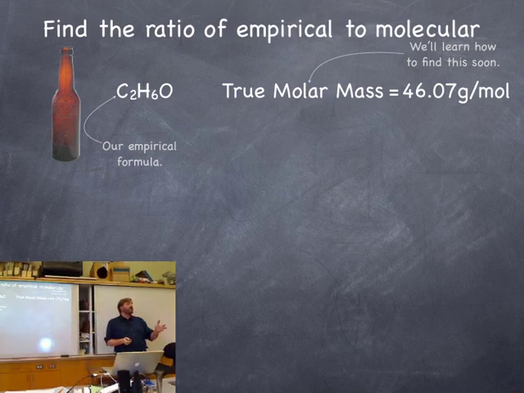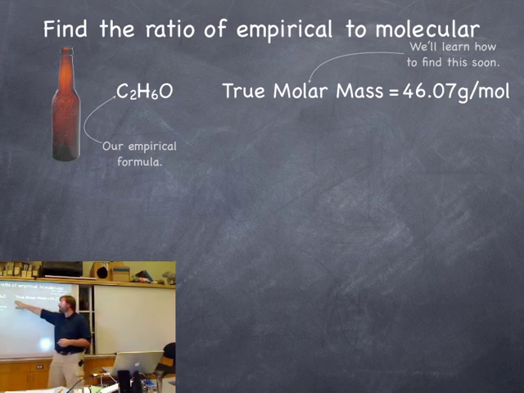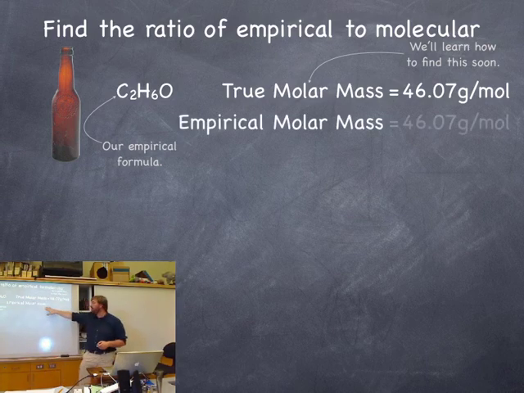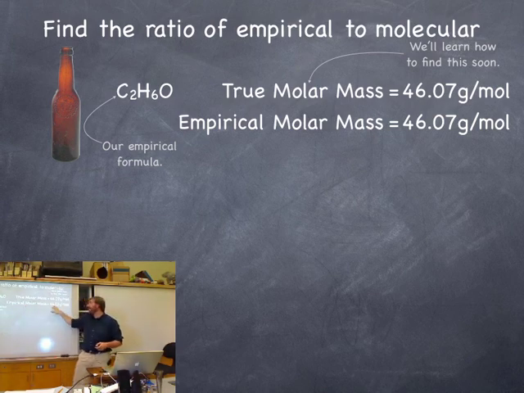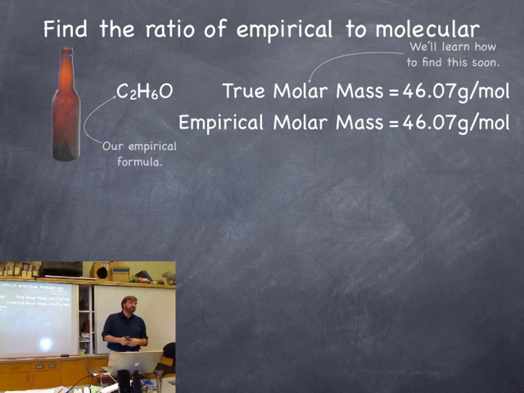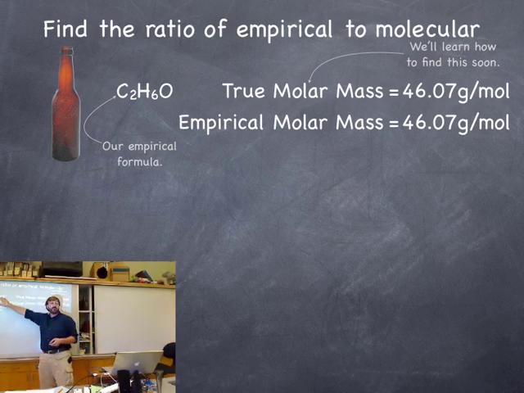What we want to do is compare that to the empirical formula's molar mass. So I'm going to take the values of these elements from the periodic table and add them up. I'm going to get 46.07. That's the empirical formula's molar mass. Two carbons, plus 6 hydrogens, plus 1 oxygen. I added their masses from the periodic table. This is the molar mass of the empirical formula.